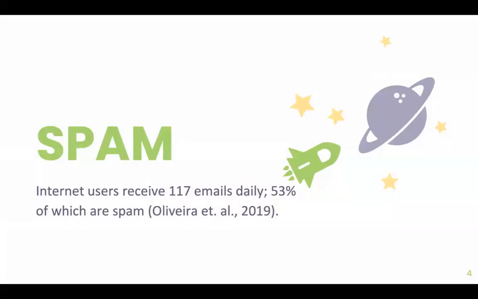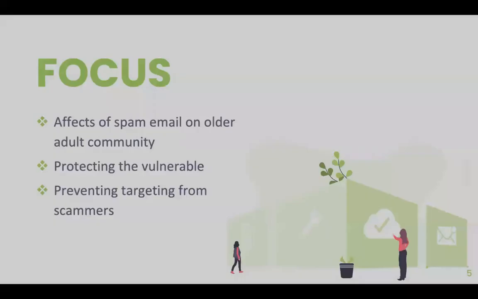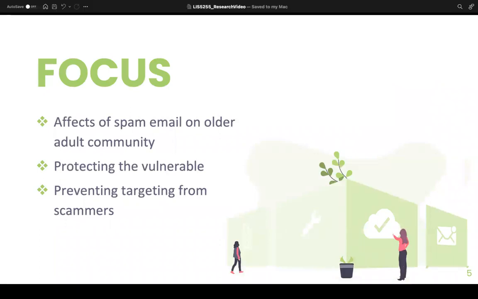Spam. The world gets frustrated with spam email littering their inboxes and find ways to avoid receiving them. According to a recent report, internet users receive on average 117 emails per day, and 53% of such emails are spam. Thus, this paper focuses on the following: how spam email affects older adults, how to protect them from being at risk for spam attacks, and how to prevent scammers from taking advantage of them.